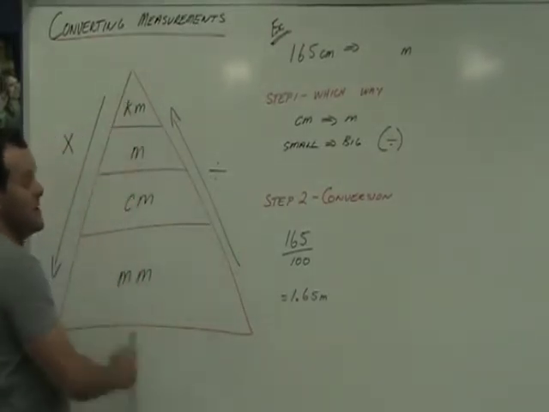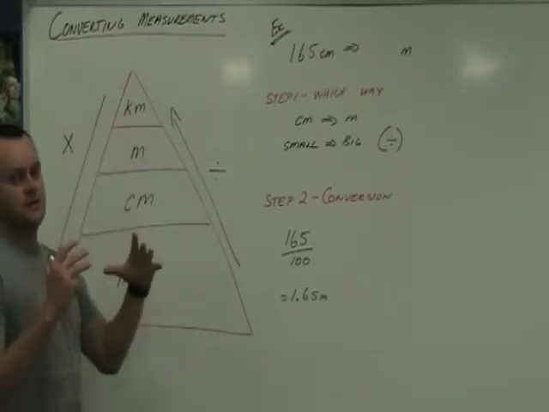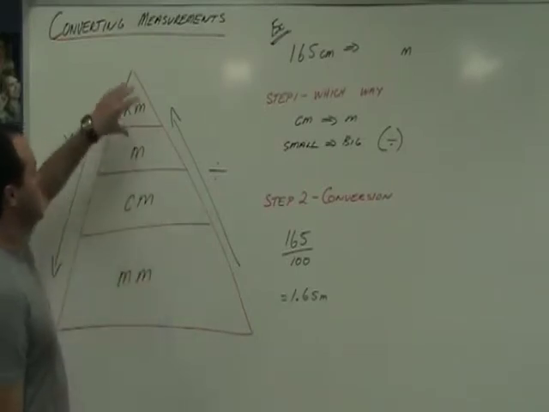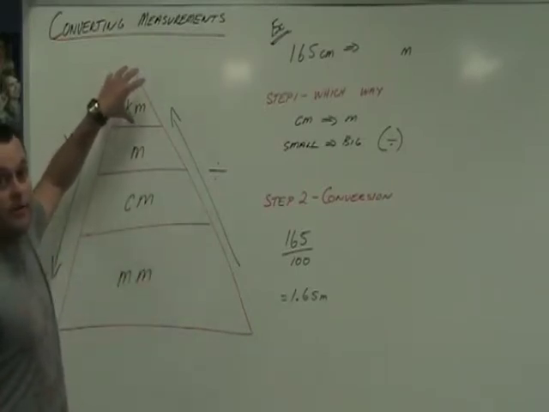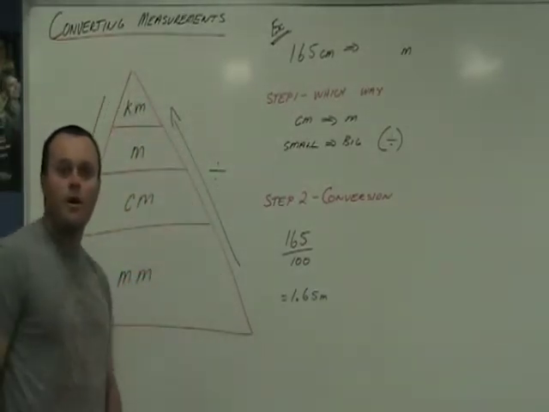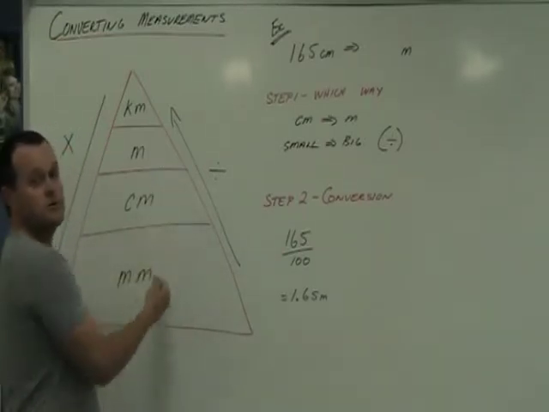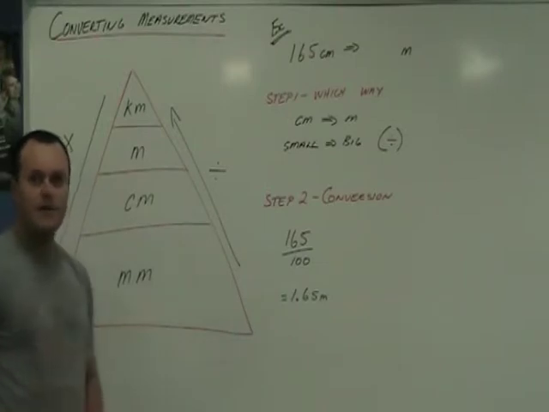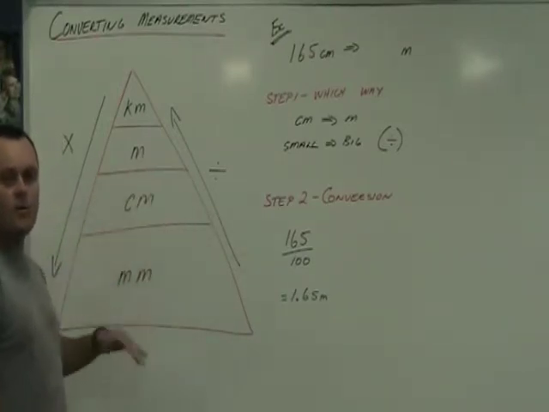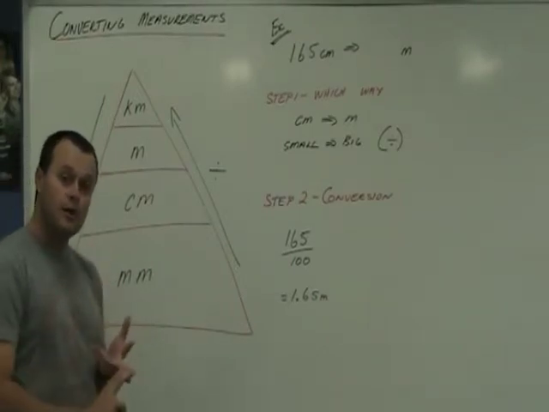An easy way to look at it is a pyramid. Up the top of the pyramid are the big units, the king of the units. Down the bottom are the little worker bees. You'll notice that the base of the pyramid gets wider and wider. That means there are more of these in the unit above it. If we know there are more of them in there, we can work out whether we need to make the number bigger or smaller.